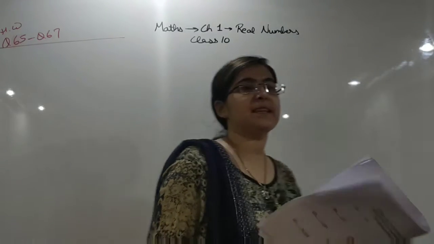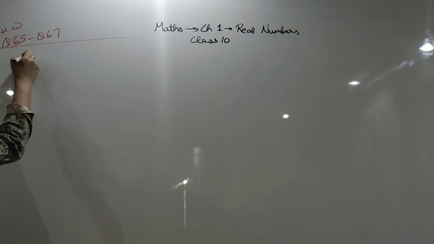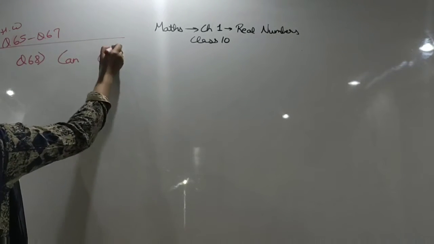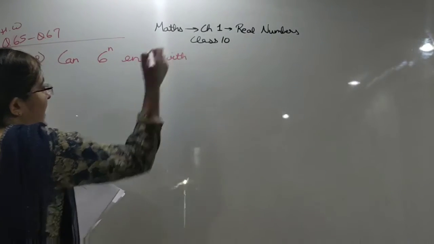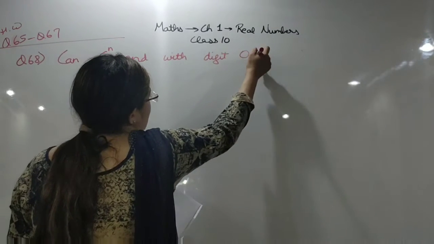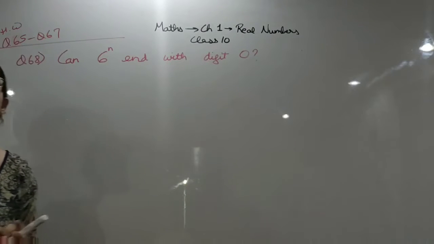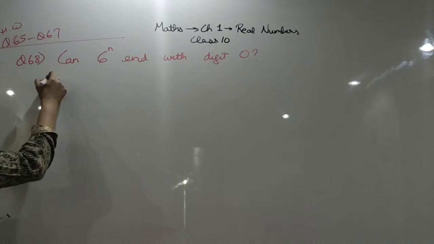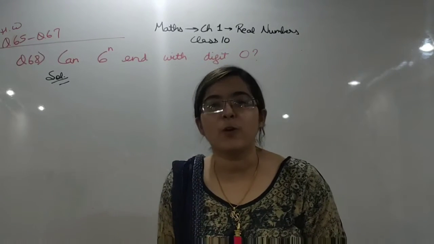Students, now see question number 68. What is your question 68, students? Can 6 to the power n end with digit 0? Can 6 to the power n end with digit 0? There are many methods to solve in maths. I approach the method that would be easier for you to understand. So here, what is the question saying? Can 6 to the power n end with digit 0?